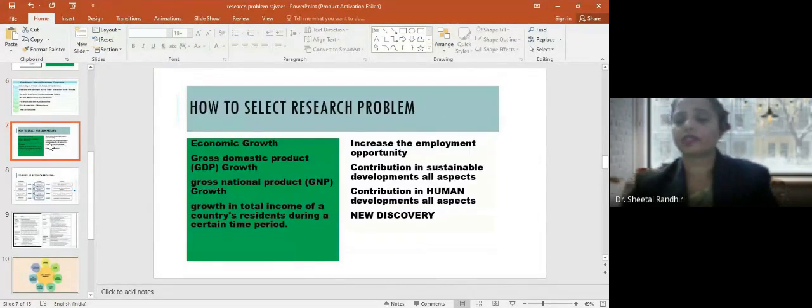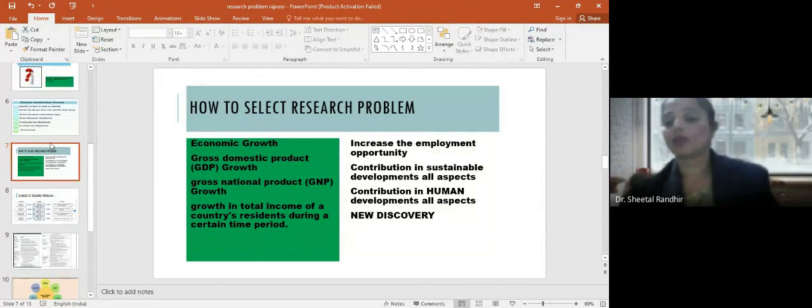How to select research problems for commerce and management students, and for commerce and management teachers, from the PhD field. I can see various teachers from various universities, and also PhD guides sitting here, if I'm not wrong. As a researcher, as a guide, what I feel is, your topic must give contribution to economic growth. Your problem must be on the road of GDP growth.